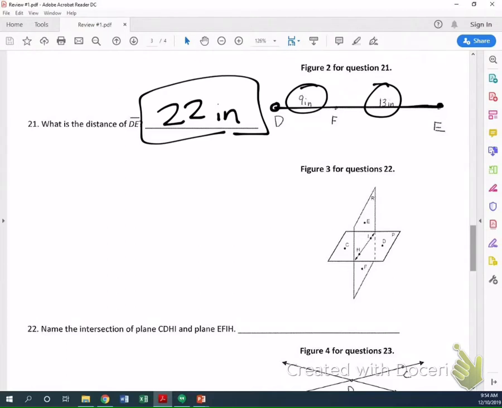All right, number 22 says name the intersection of those 2 planes. 2 planes intersect to form a line. What is this line? H, I, good. Questions?